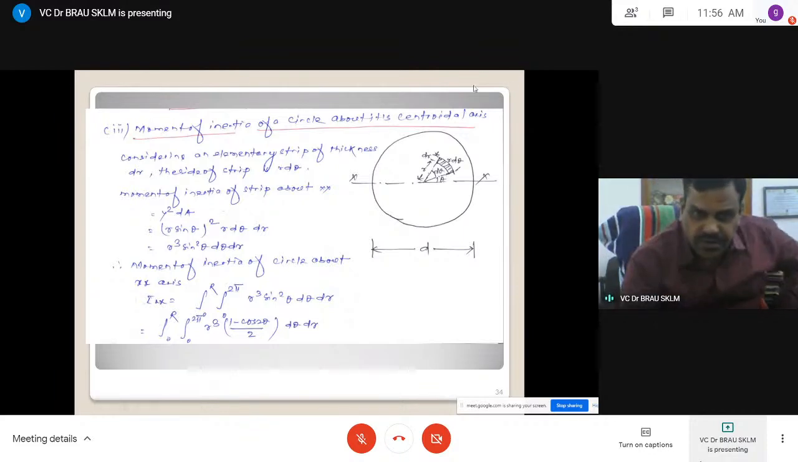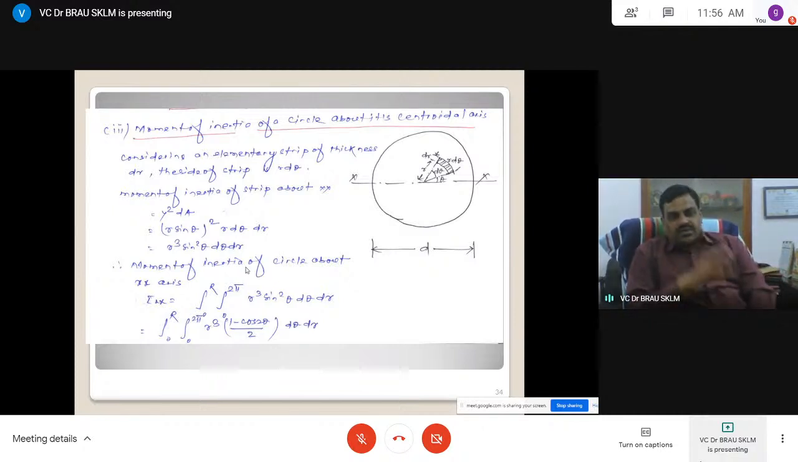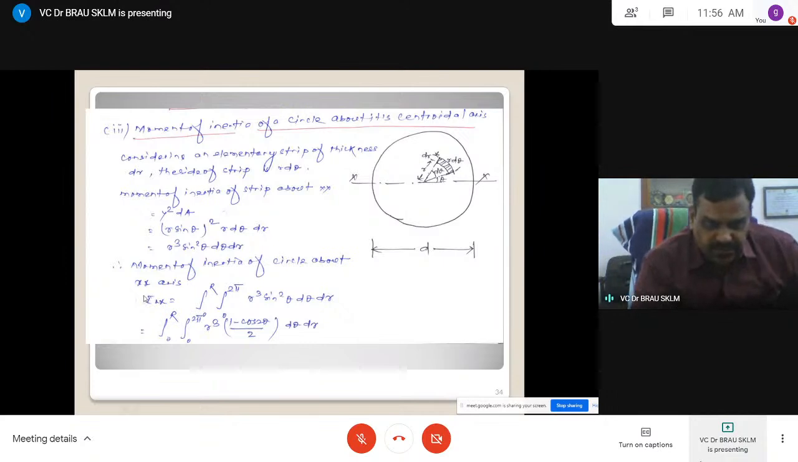Then the y component: along the x-axis, the x component is r cos theta, and the vertical component is r sin theta. This is what y is. So y squared dA is r squared sin squared theta, with dA equal to r d theta dr. Now you can do the d theta dr integration with two limits. Theta is 0 to 60 degrees and r is 0 to r. You have to integrate theta from 0 to 2 pi radians and r from 0 to r. You get sin squared theta d theta dr. The integration you have to find out.